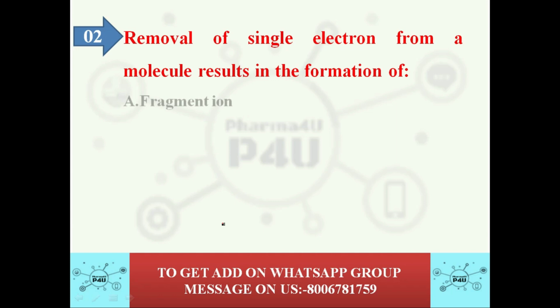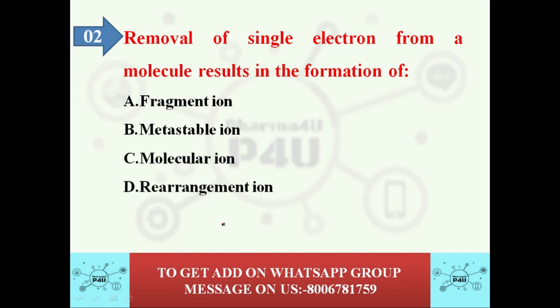So the next question is: removal of a single electron from a molecule results in the formation of, option A is fragment ion, option B is metastable ion, option C is molecular ion, option D is rearrangement ion. So which is the product formed? It is the molecular ion after the removal of a single electron.